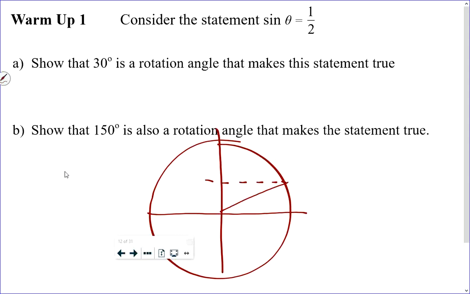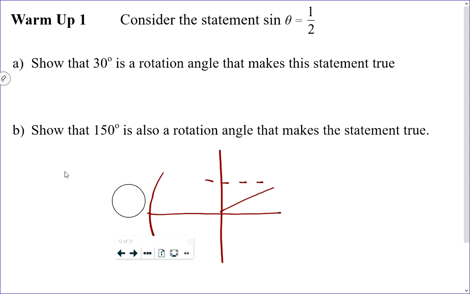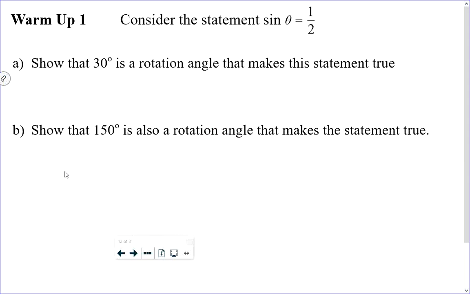Now what about 150 degrees? Can you please confirm on your calculator that 150 degrees is also a solution? So the sine of 150 degrees gives you 1/2. Again, you should be able to understand that, because if you look on the unit circle, 150 degrees is 30 degrees shy of 180, which means that the y coordinate on the unit circle is 1/2.